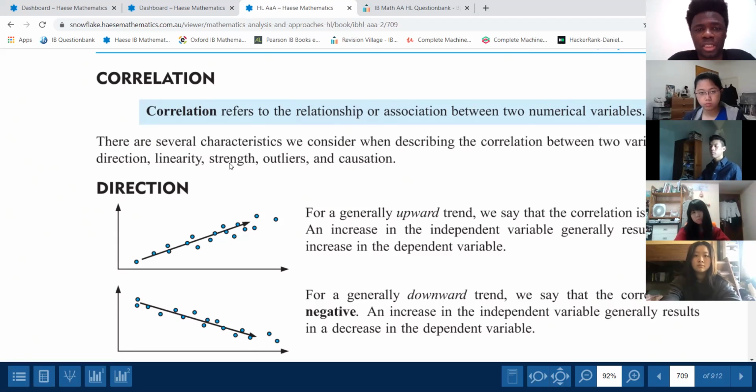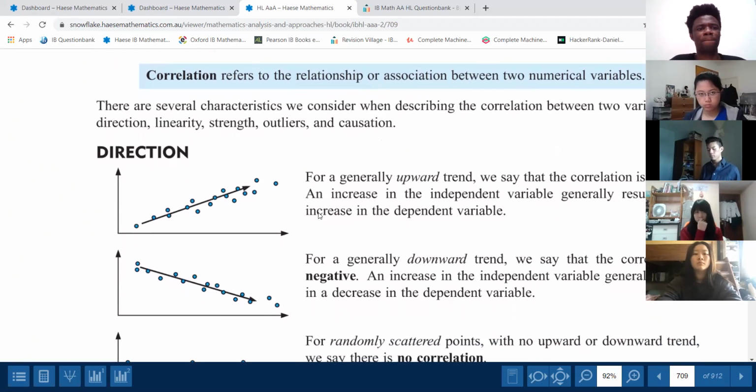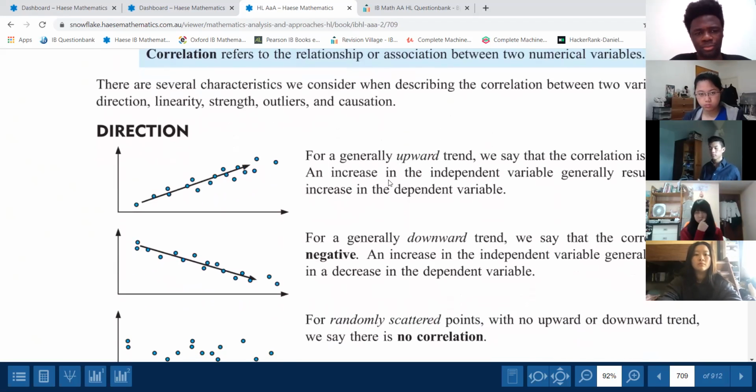It could just be a mere coincidence. Does that make sense? Okay, so let's take one after the other. For direction, just remember the idea of your linear equation. If this line is this way, your gradient is positive, isn't it?